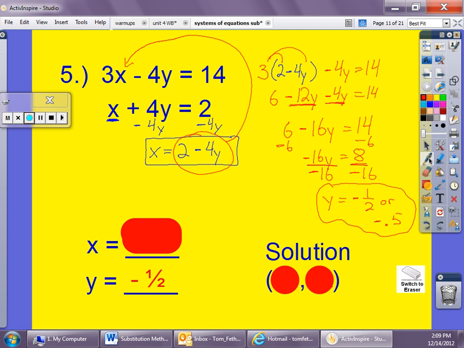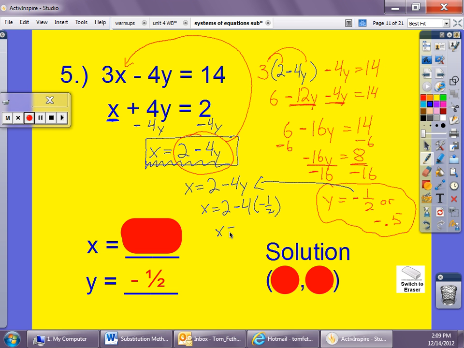And now to find the x value, well, we already have this solved for x. So what we have to do is we say x equals 2 minus 4y. Well, we know that the y value is negative 1/2. We plug that in for y. So we get x equals 2 minus 4 times negative 1/2. Negative 4 times negative 1/2.